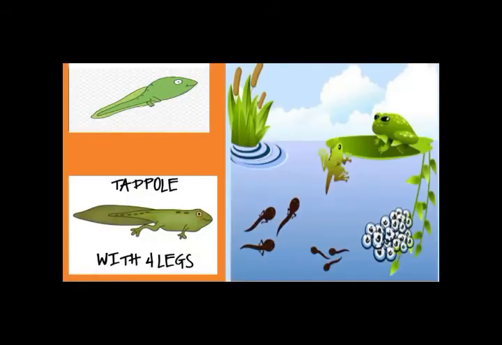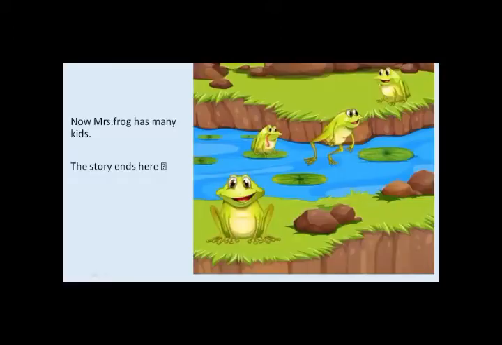But after some time, the back legs grow. Okay, look here, the back legs grow, and the next thing, the front legs grow. That means this is a tadpole with four legs. But you can see here the tail eventually becomes smaller, then disappears. Now Mrs. Frog has many kids. The story ends here.